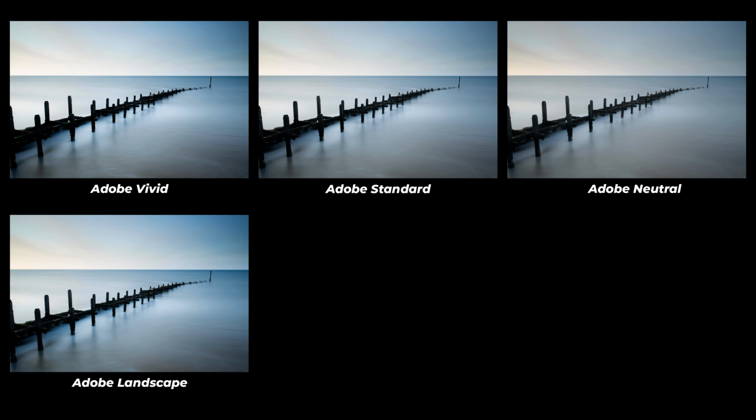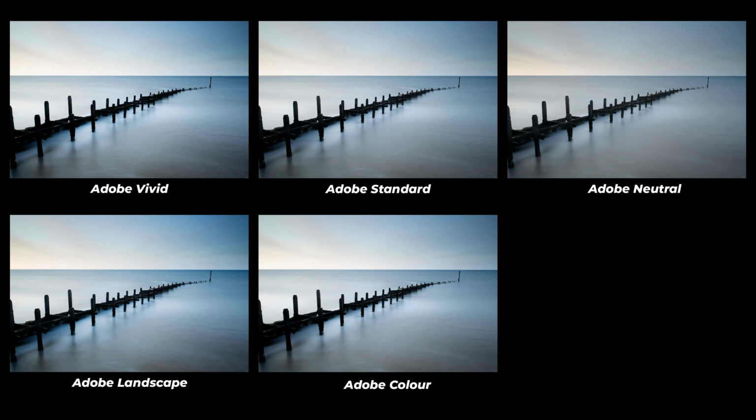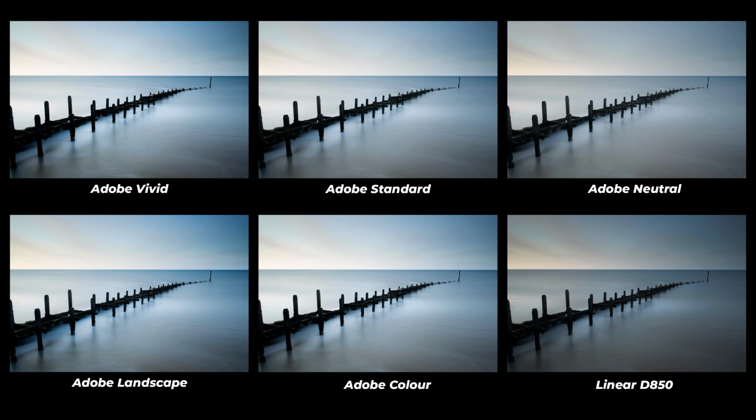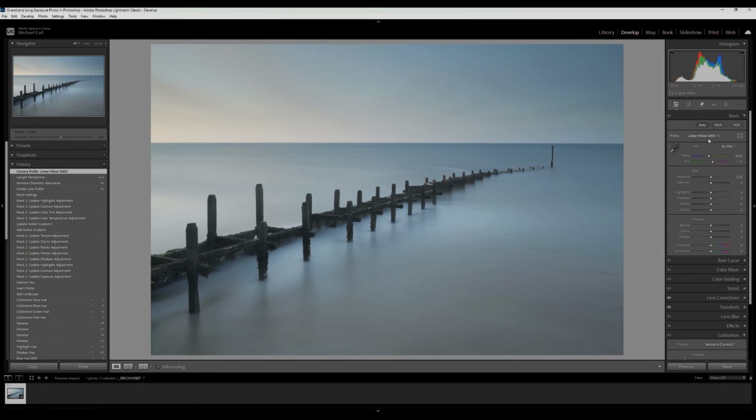Now, it might not look very exciting at first. It can seem flat and dull, but the real benefit is the flexibility. You do get full control over contrast, color, and tonality without fighting against baked-in adjustments. It's especially helpful in tricky lighting or when you want to push your edits towards a more creative or painterly style. So when we apply that linear Nikon, as you can see, it's quite flat and dull again.